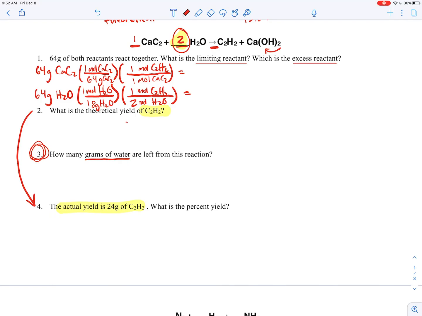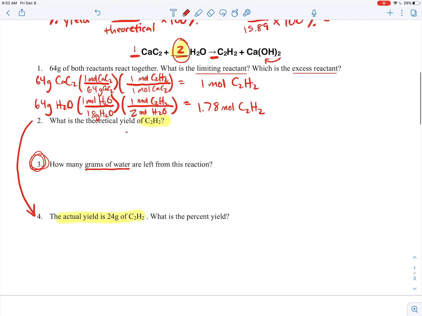Okay, I punch this in my calculator. And I get 1 mole of product for the first reactant. My second reactant produces 1.78 moles of this C2H2 product. So the limiting reactant, again, is the one that produces less. That's going to be the CaC2. Meanwhile, the excess reactant is going to be my water, H2O. And those are the answers.